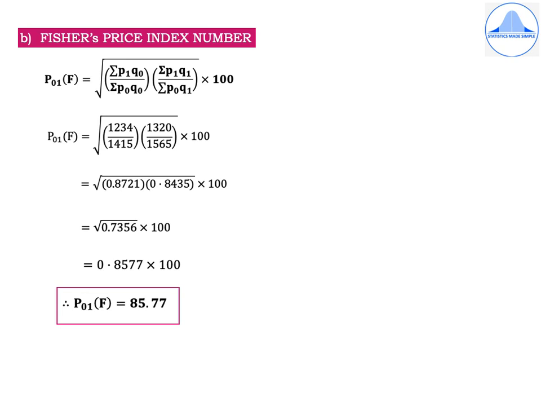0.8721 into 0.8435 into 100, which is equal to root 0.7356 into 100, which is equal to 0.8577 into 100, or P01 of F is equal to 85.77.